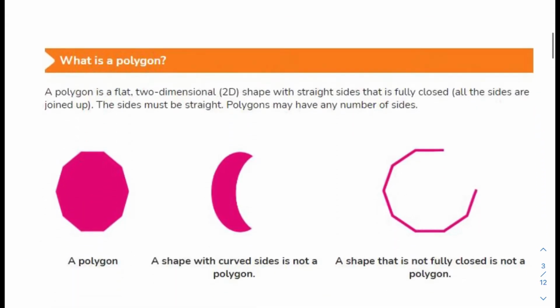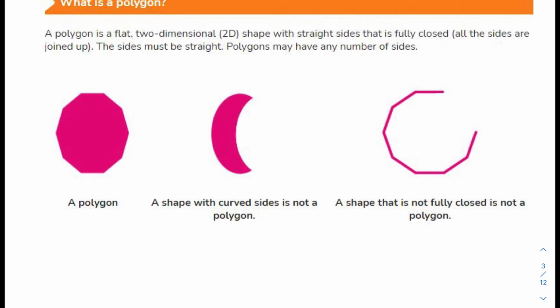Let's move along. You're going to come across this term here, a polygon. So what's a polygon? Well, it's basically a flat two-dimensional shape, but it has to have, and I'll highlight this, has to have straight sides, it has to be fully enclosed, and all the sides must join up.